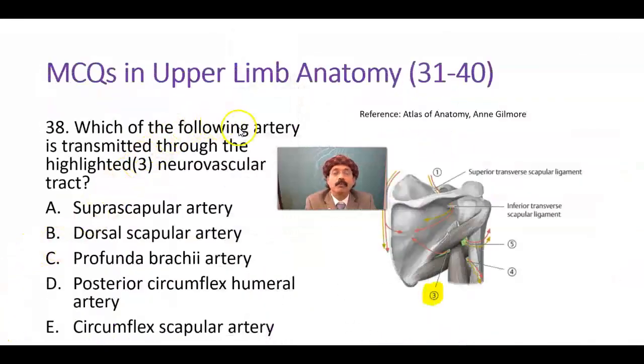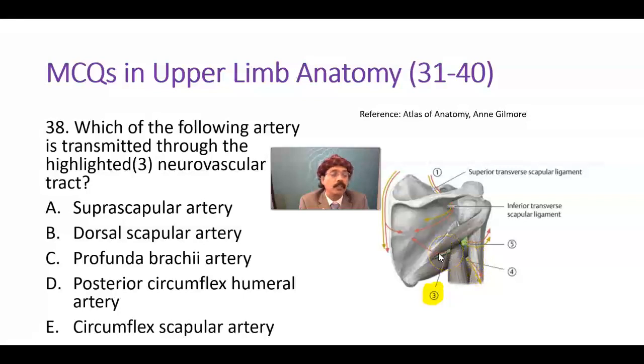Okay, which of the following artery is transmitted through the highlighted neurovascular tract? This is the neurovascular tract here. What is this? This is the upper triangular space, or we can call it just triangular space. This is called lower triangular space or triangular interval. This is the upper triangular space.